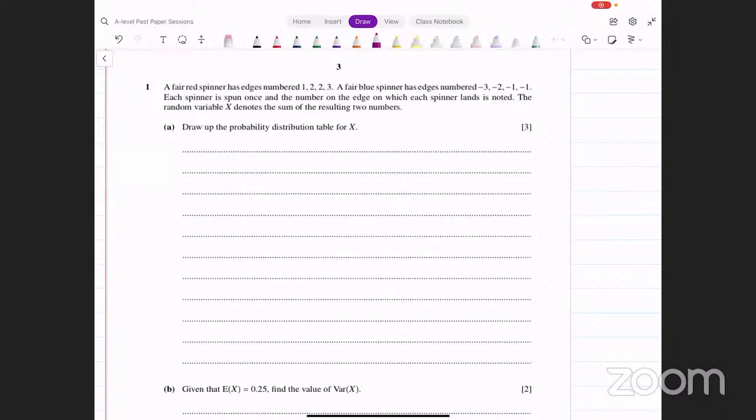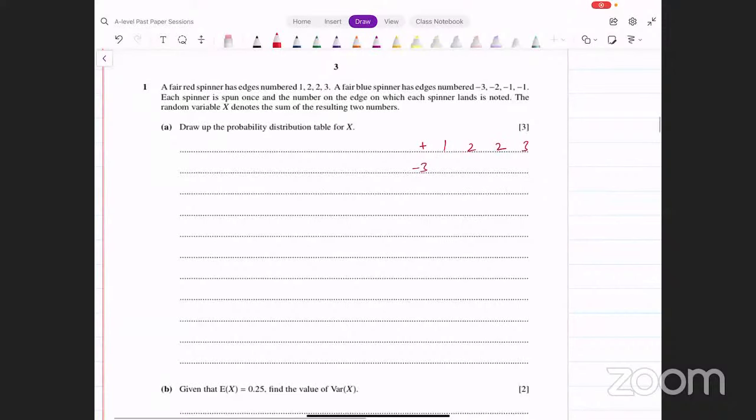हम क्या करेंगे इसके लिए? सबसे पहले it's going to be easier if you just draw an addition table. आपके लिए probabilities calculate करना आसान हो जाएगा. So what we do is we draw an addition table. We make an addition table here that looks something like this: 1, 2, 2, 3, and vertically we have -3, -2, -1, and -1. ठीक है, हमने ये table बना लिया.